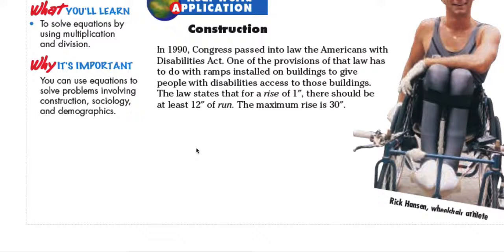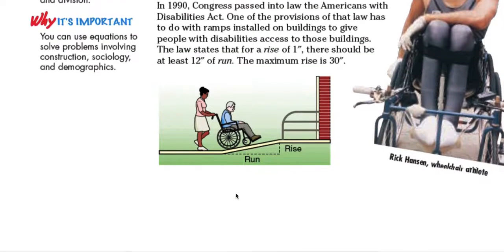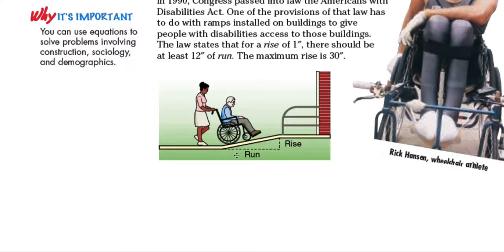Okay, so something like this. So you have your run right over here, and that's your rise. We'll talk about this later when we discuss slopes. Basically what it's saying is that for disabled people to be able to go up on elevations, for every rise of 1 inch, there should be a run of 12 inches, and the maximum rise is 30 inches. That way it's going to be easier for a wheelchair to go up that ramp.